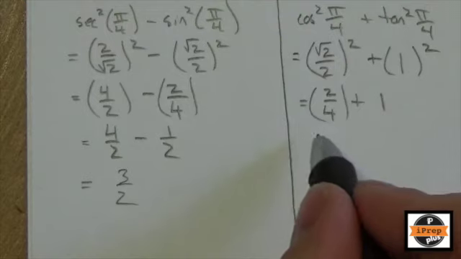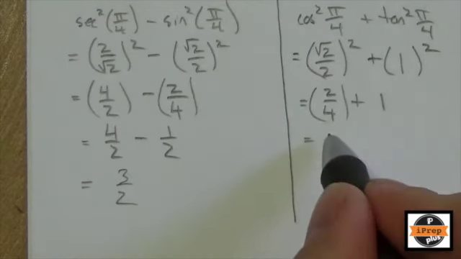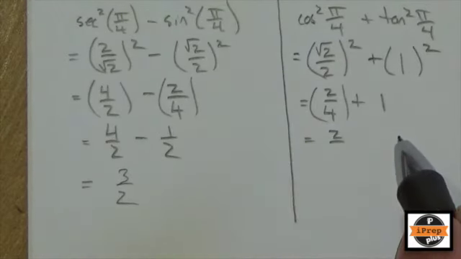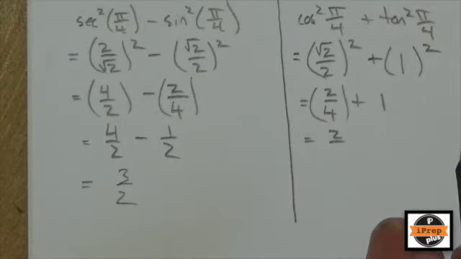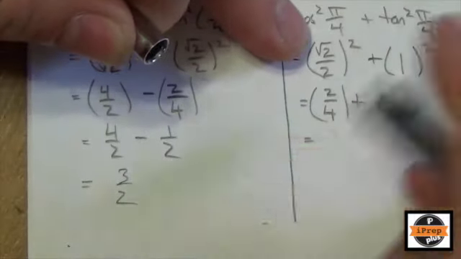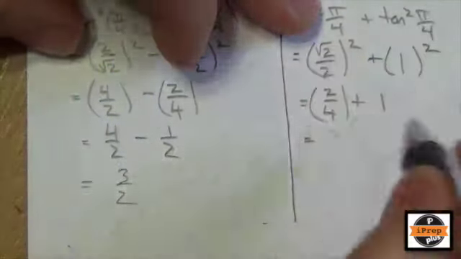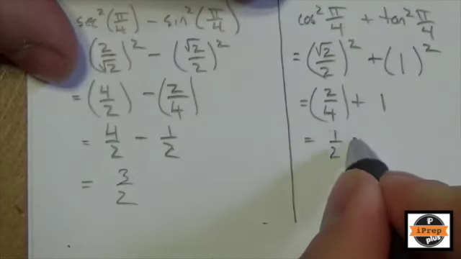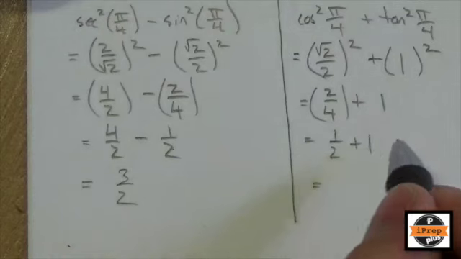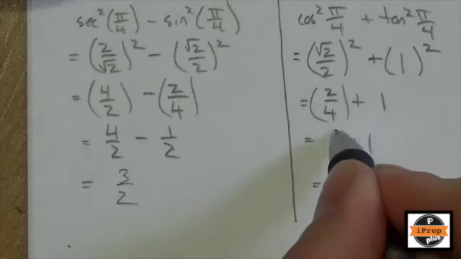Okay? Over here, I'm going to change this. This will become, what do we got here? Oh, sorry. I can simplify this first before I start putting these together. This will become 1/2 plus 1. And, I mean, 1 can be written as 2 over 2, and so that itself becomes 3 over 2.